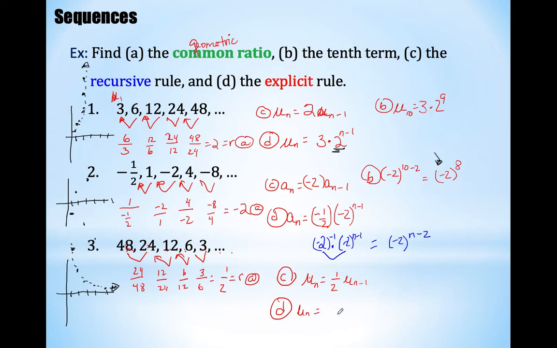How about the explicit relationship? That's the 48, my a sub 1, my initial condition, times my common ratio, which is a number between 0 and 1. OMG, this is an exponential discrete graph that slides off to 0. As a matter of fact, what is the limit as n goes to infinity of this sequence? Oh my Lanta. What is that limit? Can you tell? Hello, horizontal asymptote? What is this limit?